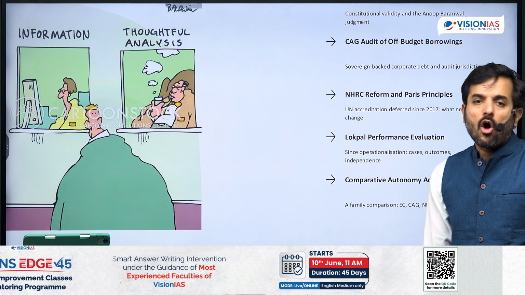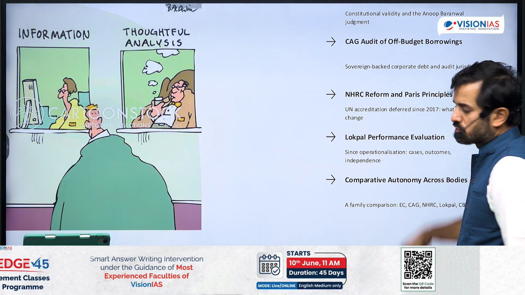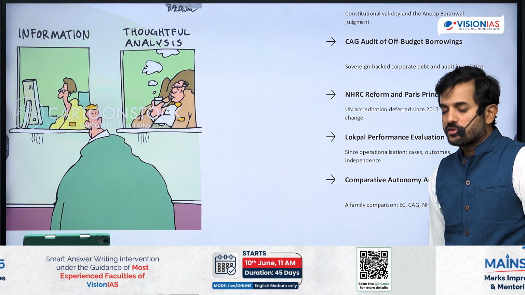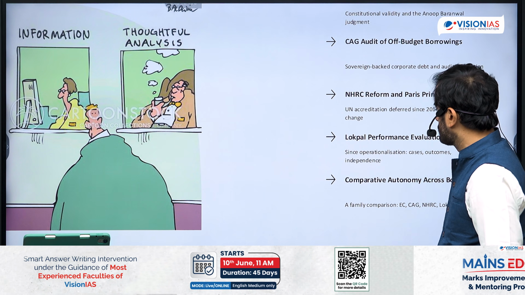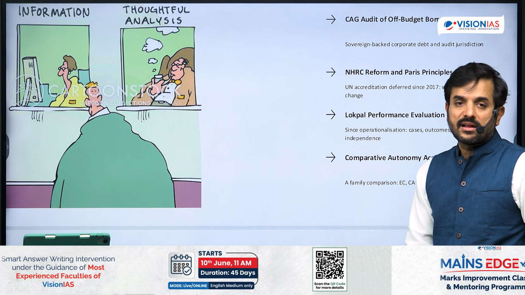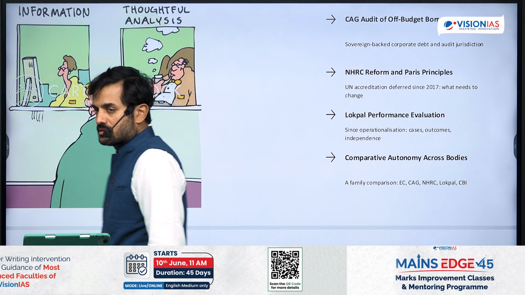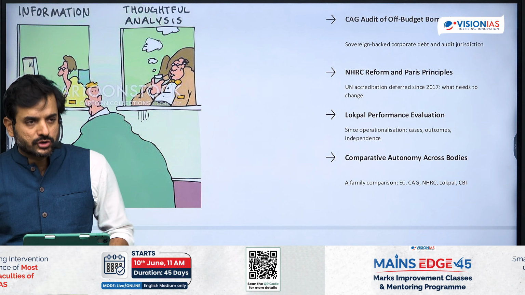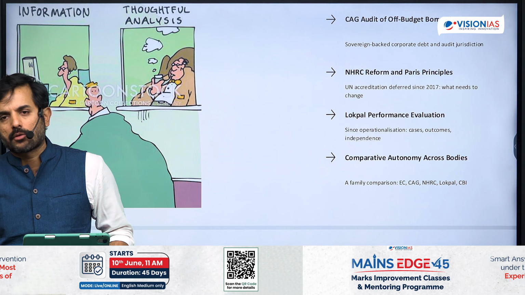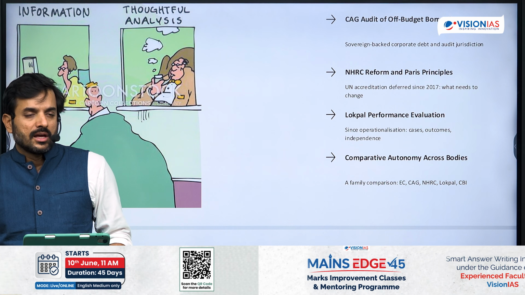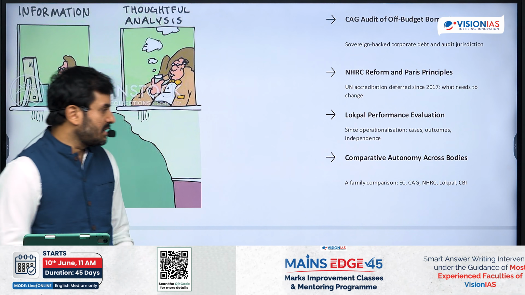The CAG audit of some of the off-budget borrowings that have been made, sovereign-backed corporate borrowings that have been made, has also been a topic which has been in the news in the recent past. Performance evaluation of Lokpal, now that it has reached so many years of its existence: has it actually been able to eliminate corruption in India from government services? If not, what are the reasons? What are the goals that the Lokpal is supposed to achieve?